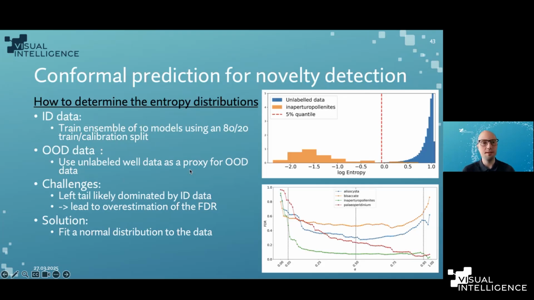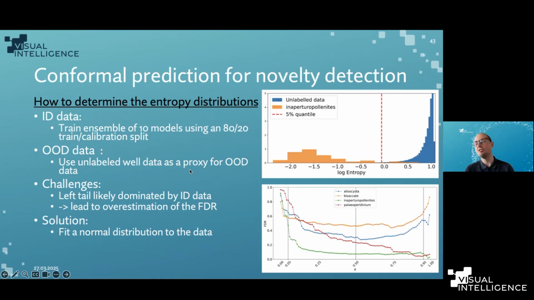In practice, we have to determine the entropy distributions somehow. For the in-distribution data, we use the labeled data that we have. We train an ensemble of 10 different classifiers using an 80-20 train-calibration split, and then we use the calibration data as an empirical entropy distribution for the labeled data.